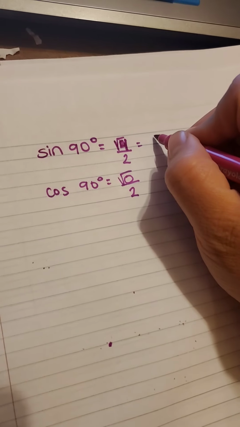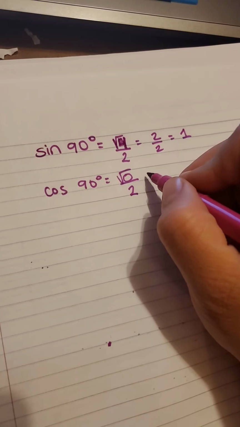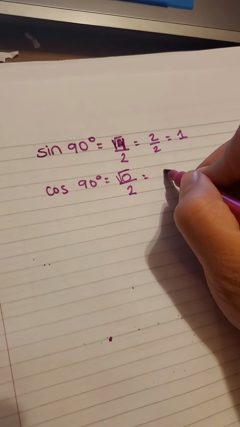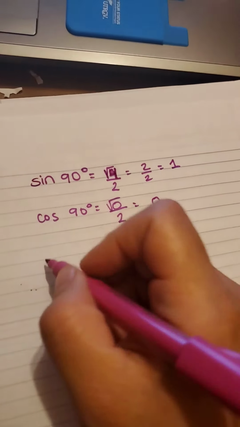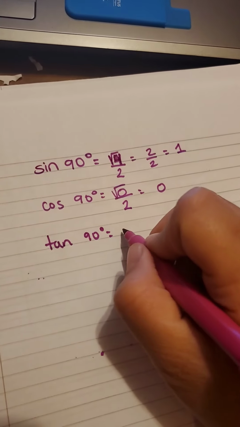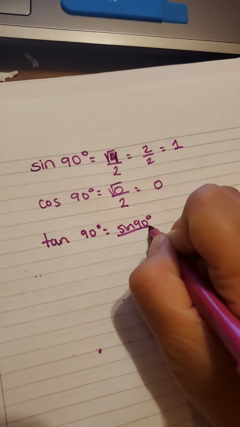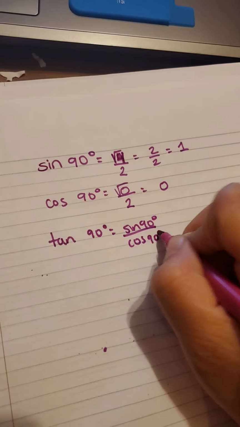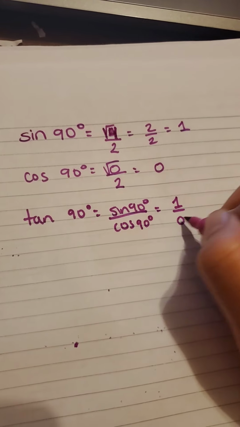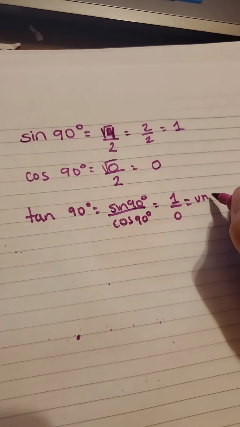Okay, square root of 4 divided by 2 is 2 over 2, which is 1. Square root of 0 divided by 2 is 0 over 2. Any number, 0 divided by any number is going to be 0. Okay, and then tangent of 90 degrees, we're going to apply the trig identity of tangent of the angle equals the sine of the angle divided by the cosine of the same angle. And that will be 1 divided by 0, which is undefined. Any number divided by 0 is undefined or not defined.